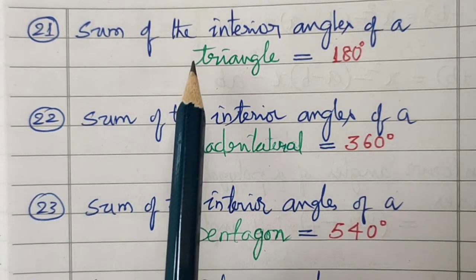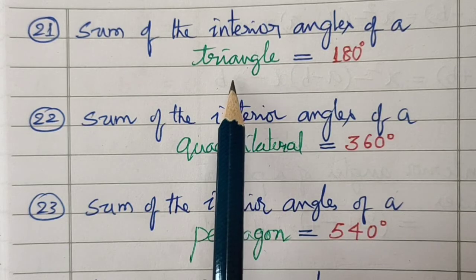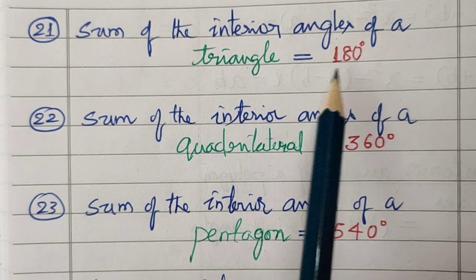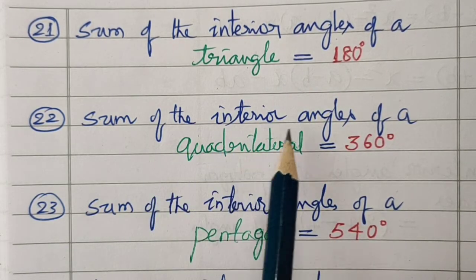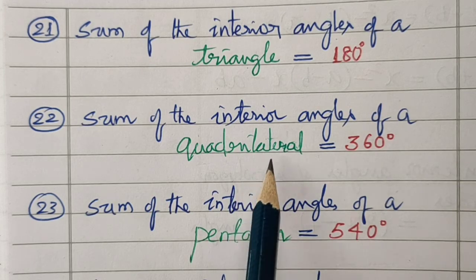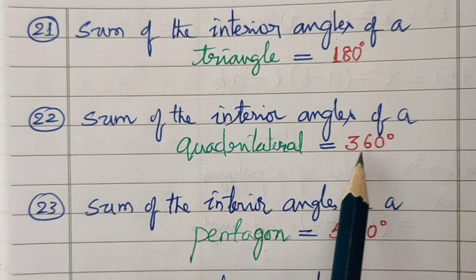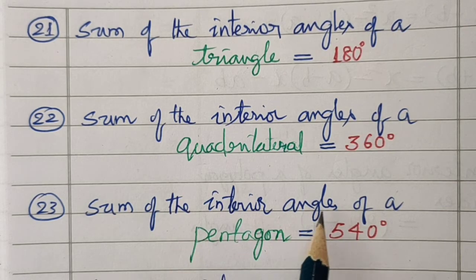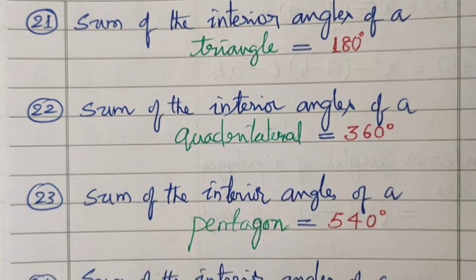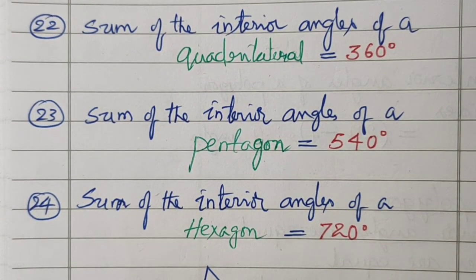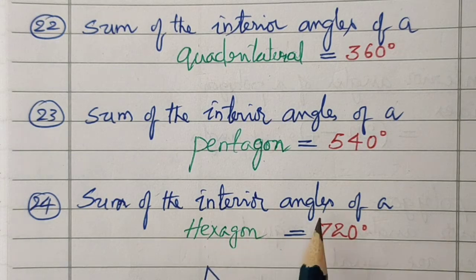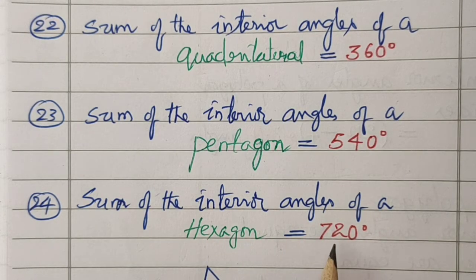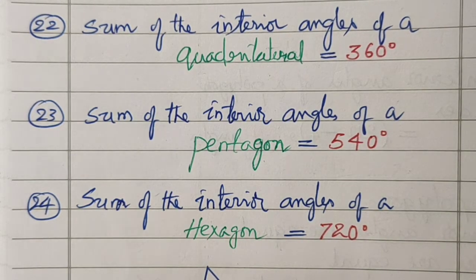Sum of the interior angles of a triangle equals 180. Sum of the interior angles of a quadrilateral equals 360 degrees. Sum of the interior angles of a pentagon equals 540. Sum of the interior angles of a hexagon is equal to 720 degrees.